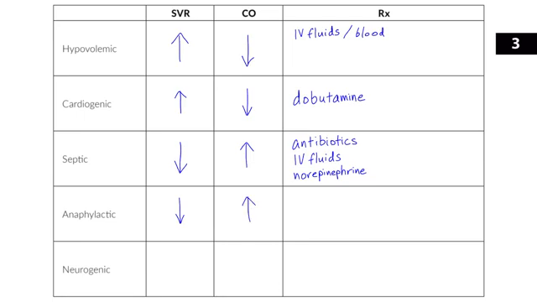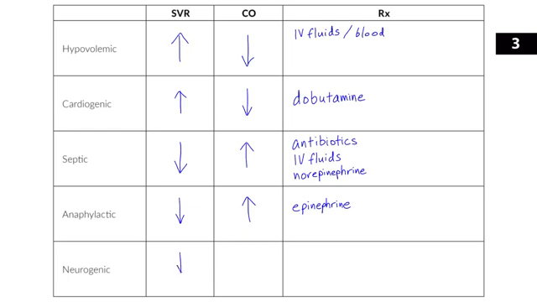Then what's the treatment for anaphylaxis? Epinephrine. And then the last type of shock is neurogenic shock from something like a brain injury or a spinal cord injury. So the brain isn't communicating well with the heart and with the peripheral vasculature. So brain injury or spinal cord injury can cause neurogenic shock.